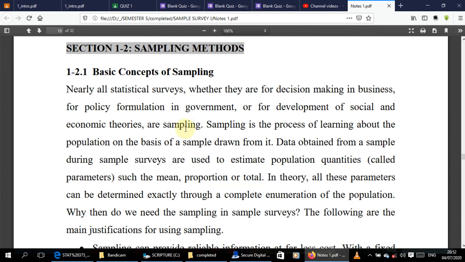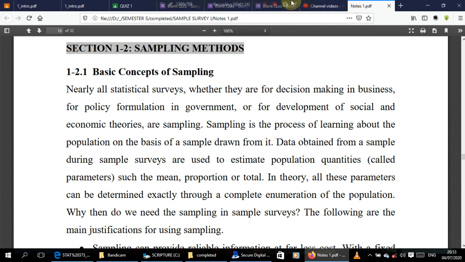So, the basic concept of sampling. Nearly all statistical surveys, whether they are for decision making in business, for policy formulation in government, or for development of social and economic theories, are sampling. Sampling is a process of learning about the population on the basis of a sample drawn from it. So you pick a sample and then try to do something with the sample. That process is called sampling.